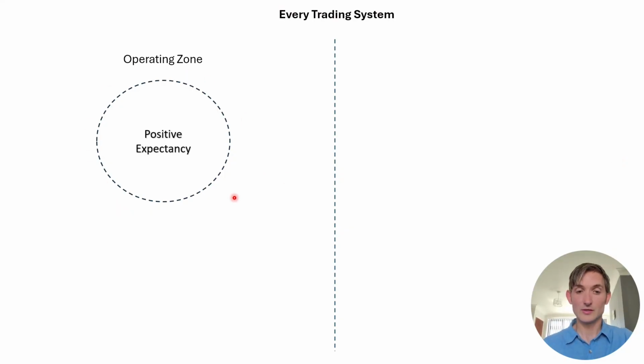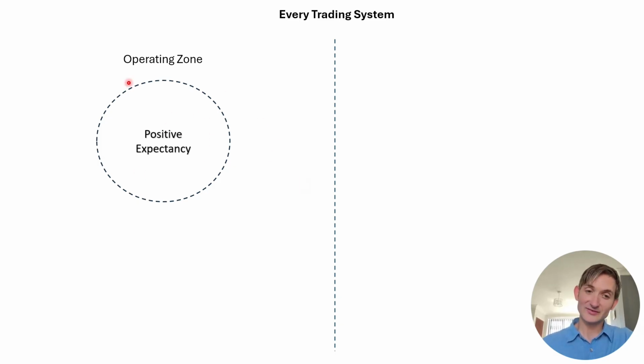So this circle represents a range of conditions where the trading system performs as expected. The area inside can be referred to as the operating zone. Now, this does not mean that every trade inside is profitable. Losing trades and drawdowns still happen, but they're consistent with the design of the system, and as a result, the output is positive expectancy.